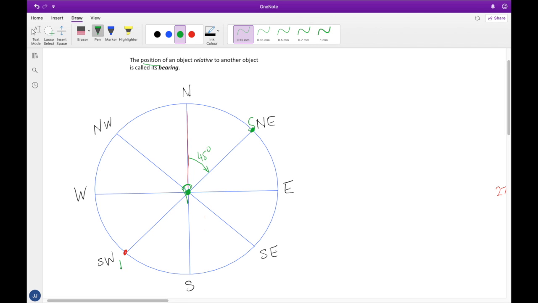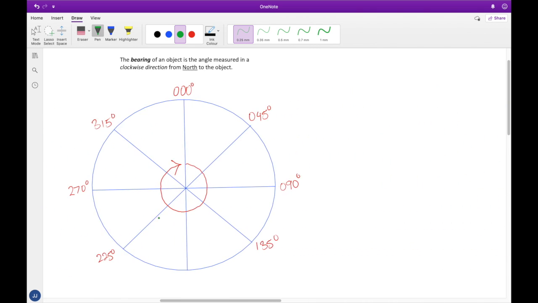Similarly, if I had an airplane over here at a certain distance from the same port, we have to measure from the north line all the way around in a clockwise direction, 225 degrees. So this airplane A is on a bearing of 225 degrees to the southwest of the port. So we just remember that the bearing of an object is the angle measured in a clockwise direction from the north line.